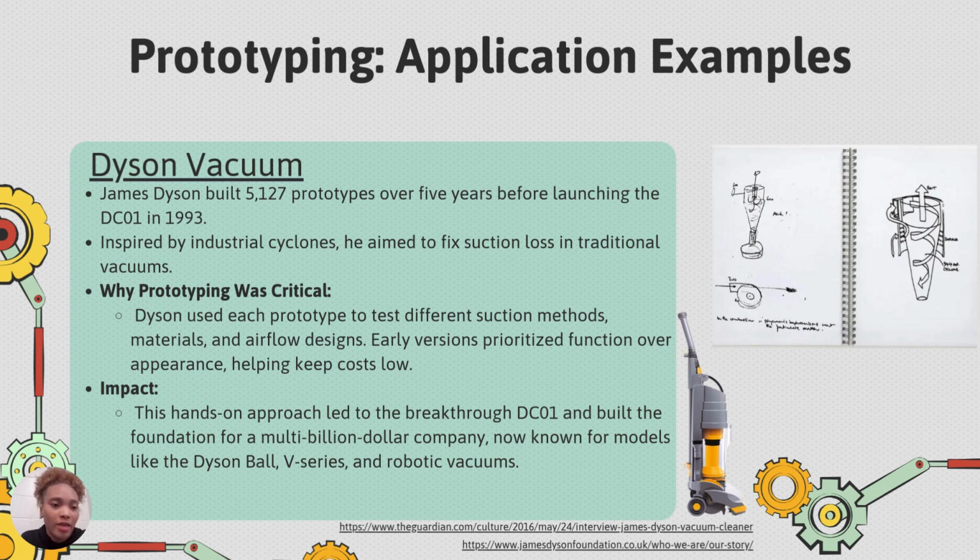So let's take the Dyson vacuum. James Dyson built 5,127 prototypes over 5 years before launching the DC-01 in 1993. He wanted to fix suction loss in traditional vacuums, and his prototyping was so critical because with every prototype he tested different suction methods, different materials, different airflow designs, and his early versions prioritized function over appearance, keeping costs low. And the impact he had, this hands-on approach led to the breakthrough of the DC-01 and built the foundation for a multi-billion-dollar company now known for its models like the Dyson Ball, the V-Series, and the robotic vacuums.